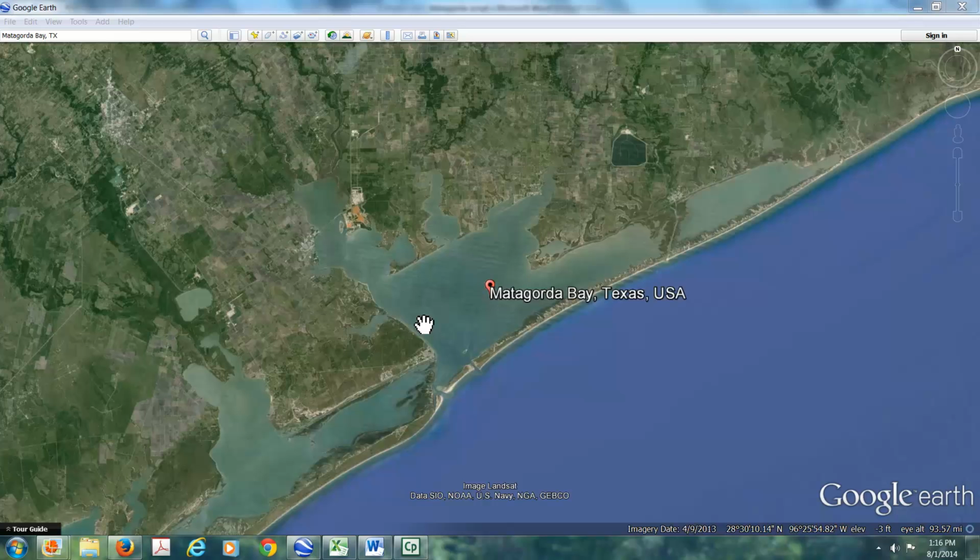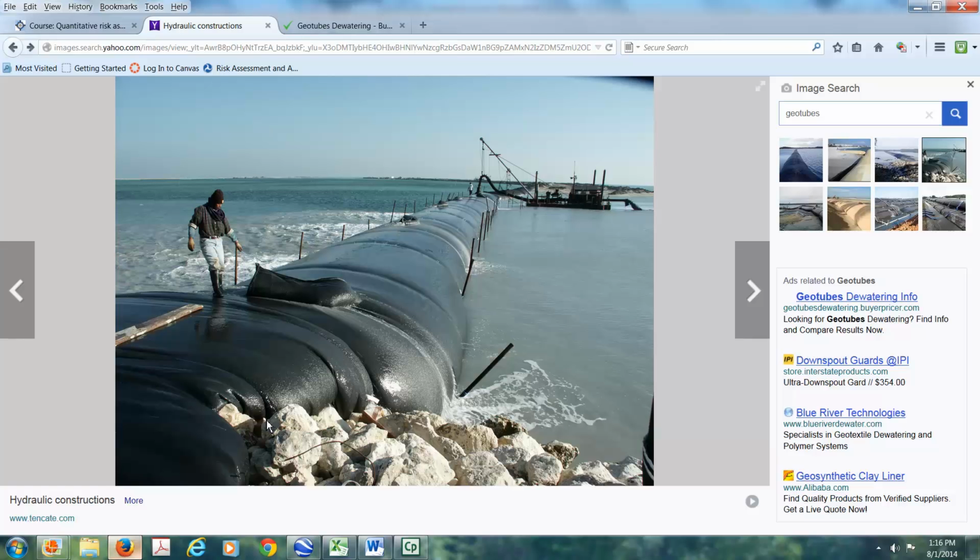The costs of doing so are largely the cost of dredging the new channel and disposing of the dredged material. The dredged material in this case was going to be disposed of along the coast here. Containment structures were going to be built, and they would be using geotubes. So let's take a look at a geotube.